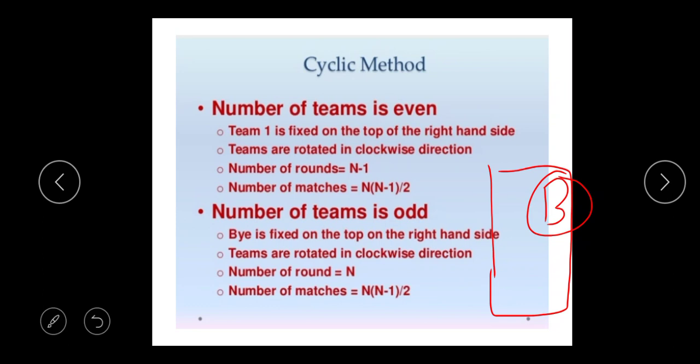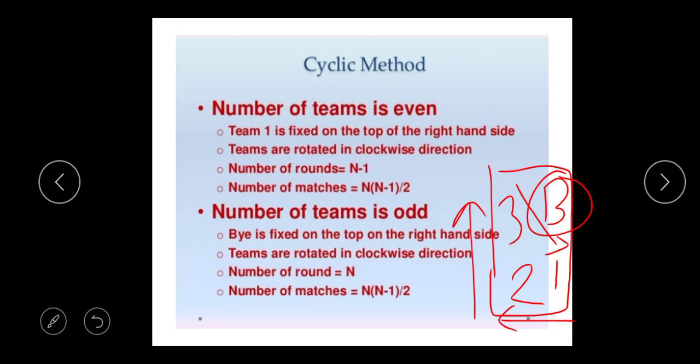After that, write 1 here, 2 here, and 3 here in front of the bye. Number 3 gets the bye, 3 versus bye. And team 1 against team 2, that is a 1 versus 2 match. Clear beta? The rotation is the same, in the clockwise direction. Number bye is fixed, and the teams rotate like this. Clear? Number 3 goes to the next round. Number 3 goes to 1, number 1 goes to 2, and 2 goes to 3. Clear beta?